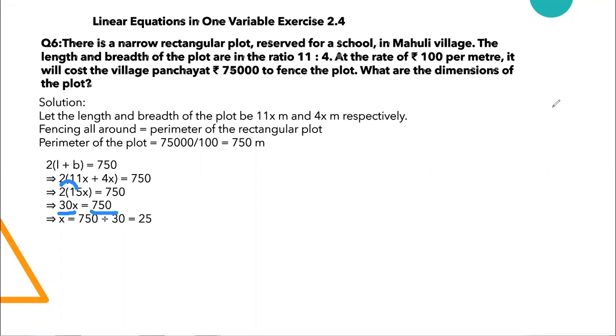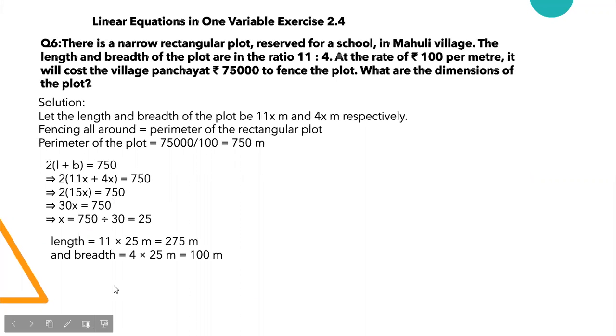Now, going ahead, how do you solve this? It's quite simple. Transpose 30 towards the RHS, that converts to division. 750 divided by 30 gives you 25. That's how you got 25 here. You have got x, right? The value of x. Now let's write down the length and breadth of the plot.